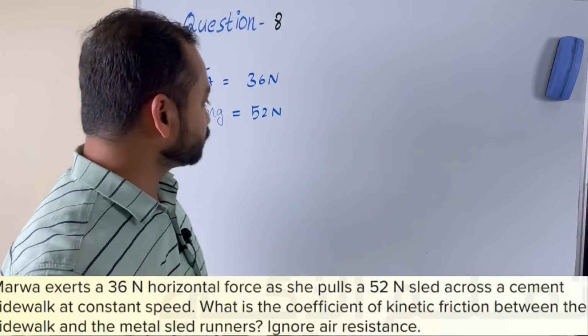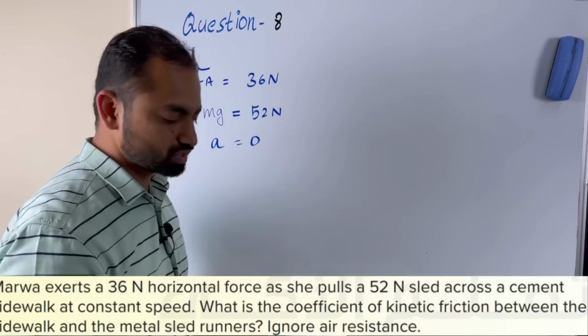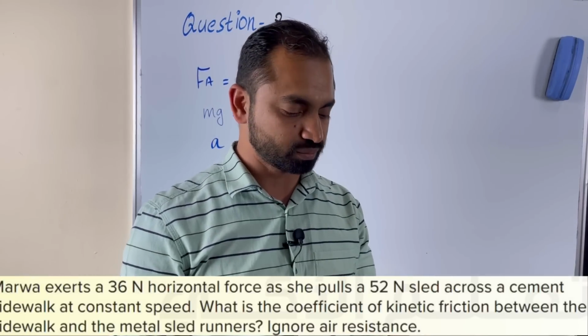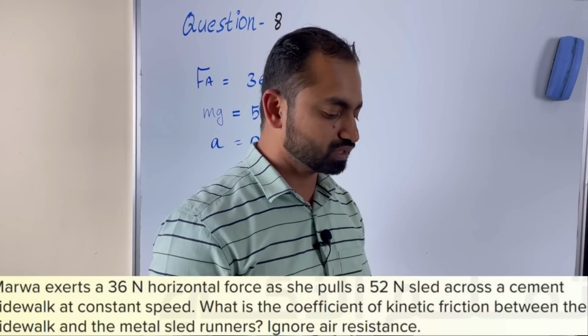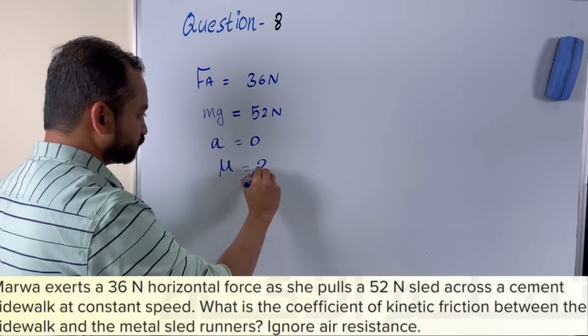And this is also moving at a constant speed. If it is moving at a constant speed, acceleration is equal to 0. What is the coefficient of friction between the sidewalk and the metal sled runners? So we need to calculate the coefficient of friction.